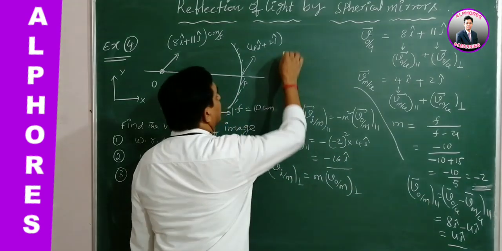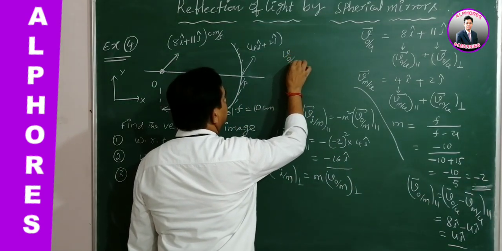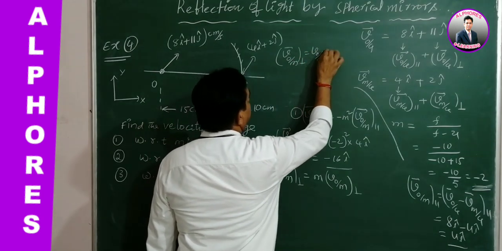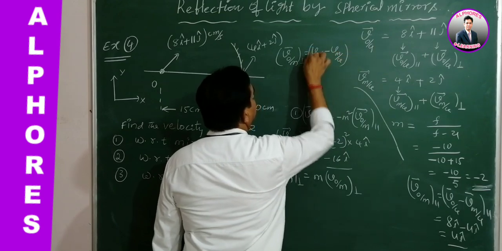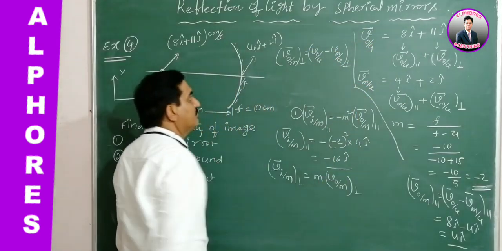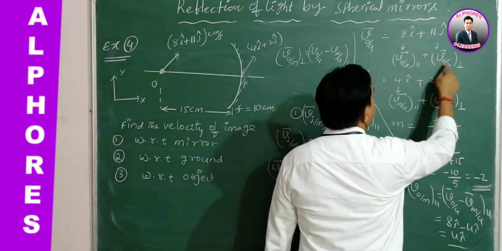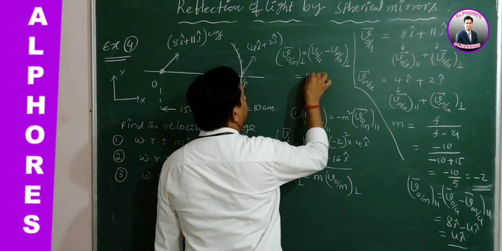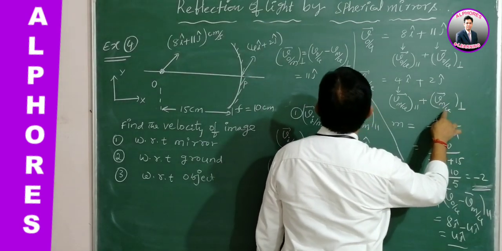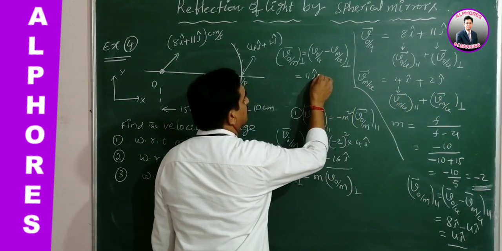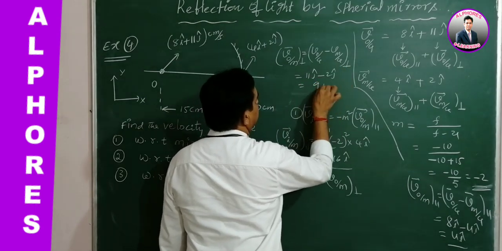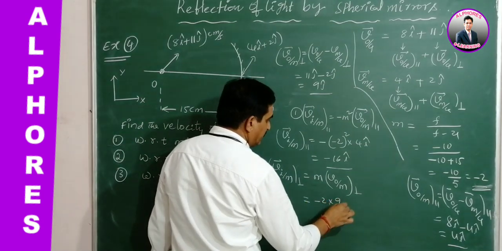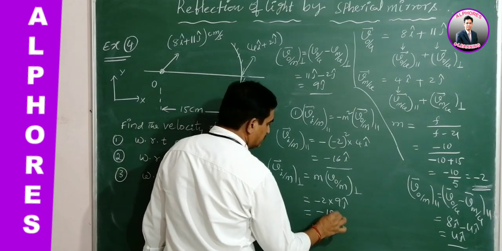Right. So here velocity of object with respect to mirror, perpendicular components, is velocity of object with respect to ground minus velocity of mirror with respect to ground. So what are the perpendicular components? See here, object with ground, perpendicular component 11j, and mirror with ground perpendicular 2j. 11j minus 2j, you will get 9j here. Right? Put here, this is minus 2 into 9j, minus 18j.